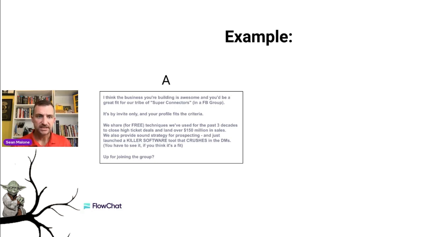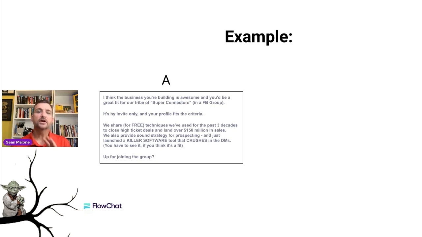The message says this. So we send our first message, says, I think the business you're building is awesome and you'd be a great fit for our tribe of super connectors in a Facebook group. It's by invite only, and your profile fits the criteria. We share for free techniques we've used for the past 3 decades to close high-ticket deals and land over 150 million in sales. We also provide a sound strategy for prospecting and just launched a killer software tool that crushes in the DMs. You have to see it if you think it's a fit. Up for joining the group?